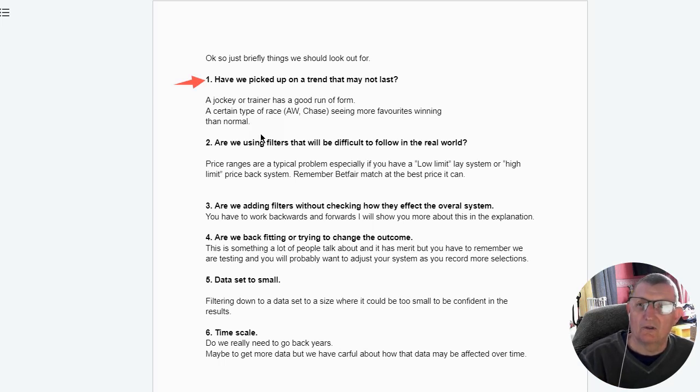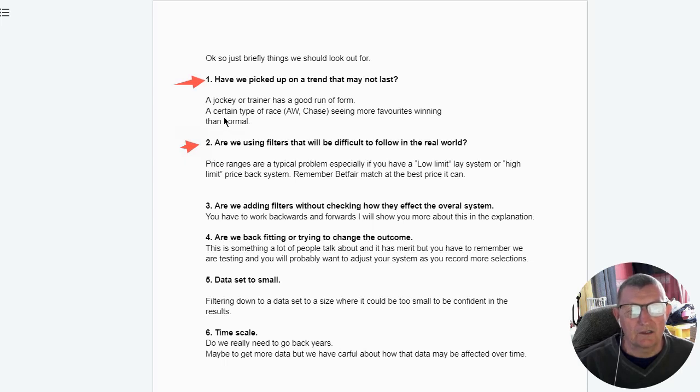And I saw one on AW a few years ago where favourites on AW just kept doing really, really well, and it took 3 or 4 months for the market to pick up on it. And so there was a lot of money to be made on favourites at a time when, you know, you wouldn't normally follow favourites. So they're the kind of trends you're thinking about.